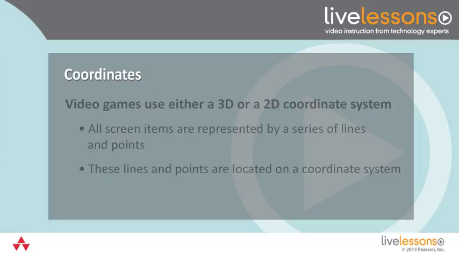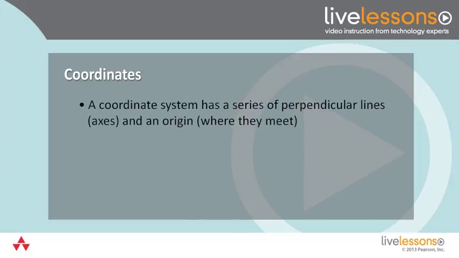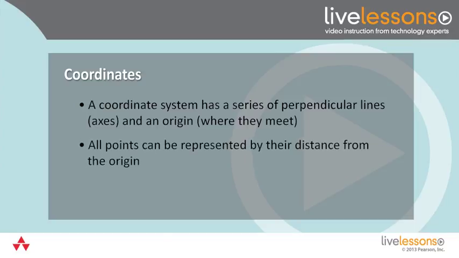A coordinate system has a series of perpendicular lines. Each line is called an axis, and every system has an origin. The origin is where all the axes meet. So if I'm in a 2D system, I have an X and a Y axis, and the point at which they intersect each other is going to be called the origin, which is the basis of all the directions. All points can be represented by their distance from the origin.